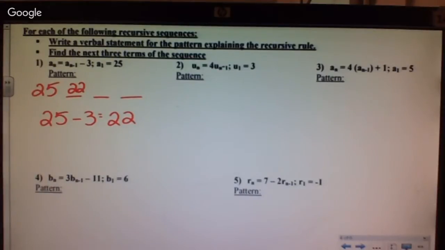I then need to use my previous number, which has now changed to 22, and subtract 3, which is 19. I need to use my previous number, which is now 19, and subtract 3.